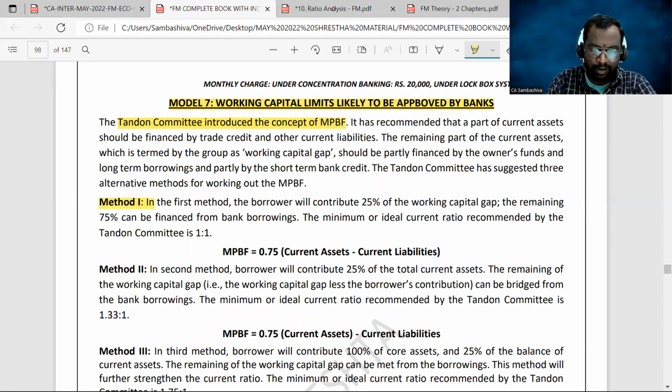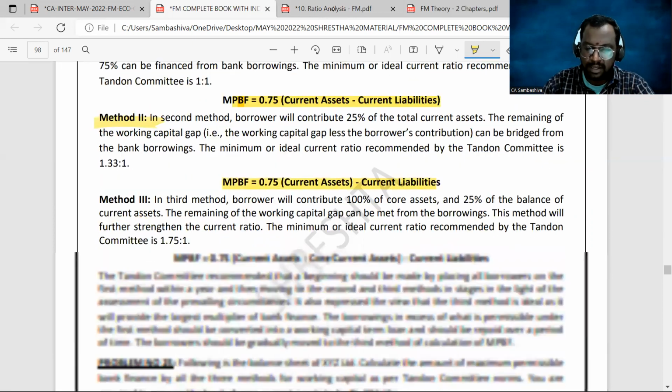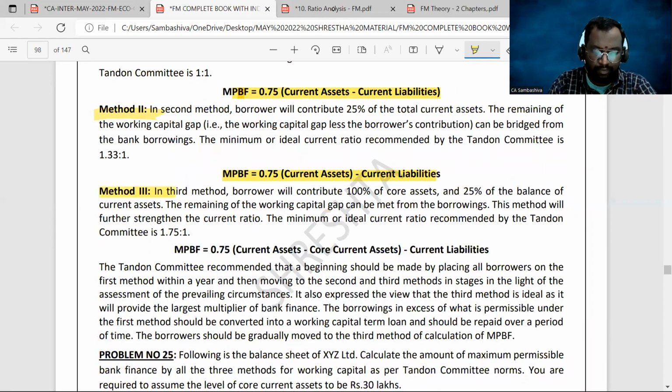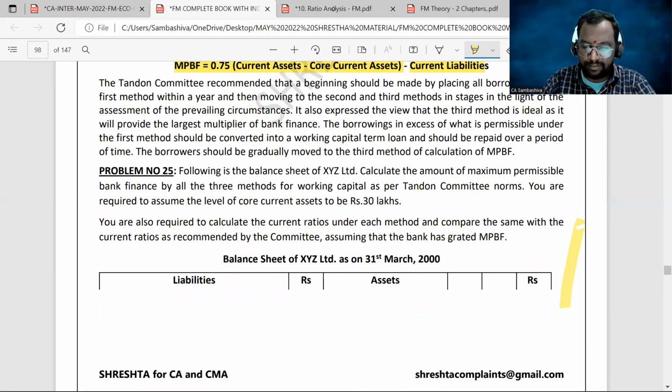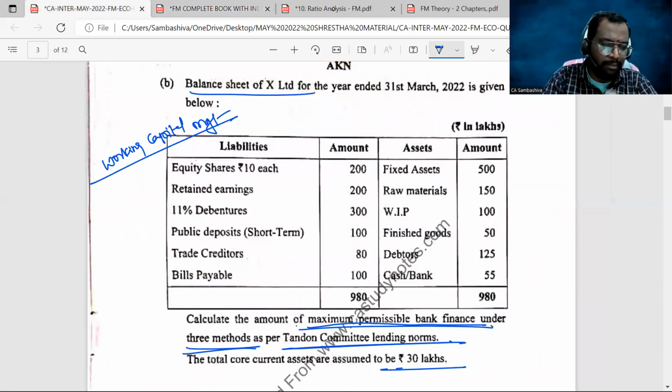Method 1 formula: 0.75 into current assets minus current liabilities. Method 2: 0.75 of current assets minus current liabilities. And method 3: 0.75 of current assets minus core current assets minus current liabilities. And here you can see the problem number 25. The same problem you got in May 2022 as question number 1B.